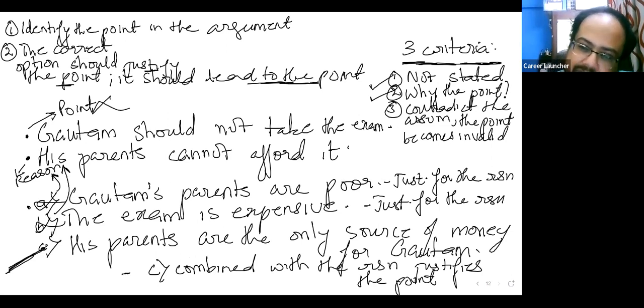So this option satisfies all the three criteria. I hope this example is clear. Why options 1 and 2 are not the answers? And why option C is the answer? If there's a doubt, ask. Otherwise, we'll move on to a question in the sheet.